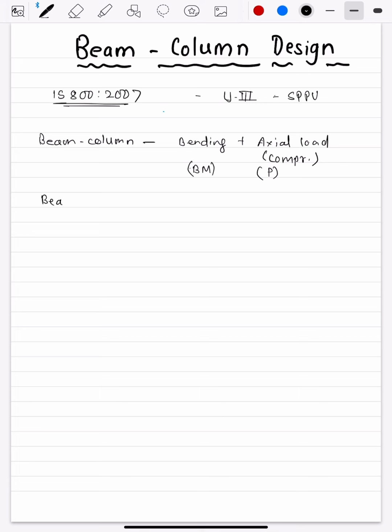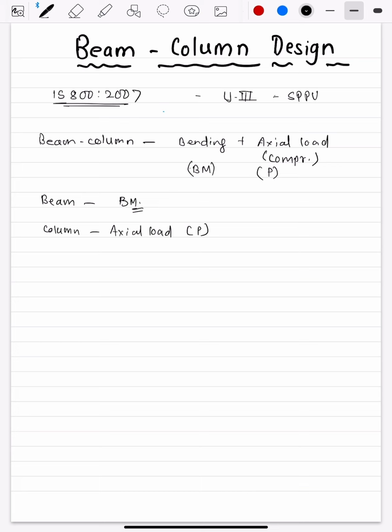A beam is a member which is subjected to bending, or the bending moment in terms of forces, and the column is a member which is subjected to axial load, or P. So the one which carries both is nothing but the beam column. Beam columns are nothing but the columns which are designed for sustaining the bending moments as well.